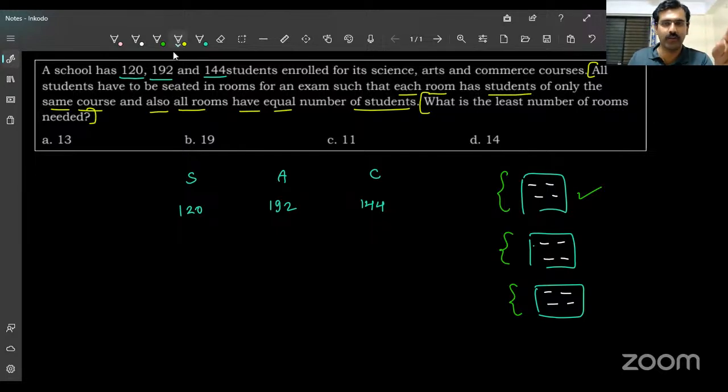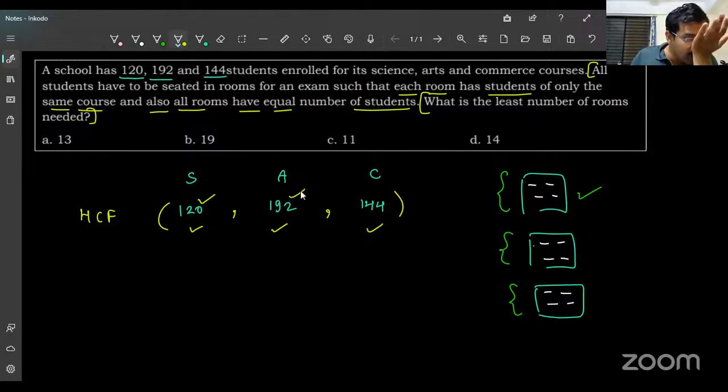Do you not think that whenever this category of questions is asked, what they're internally trying to ask us is that you need to think of the largest possible number which can divide 192, 120, and 144? Because when you think of the largest possible number, you're ensuring that 120 is perfectly divisible by that number, 192 is also perfectly divisible by that number, and 144 is also perfectly divisible by that number. Which means that will be the number which gives you the idea that these many students are going to sit in each single room.